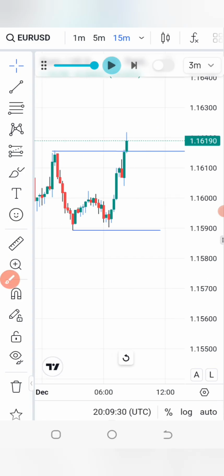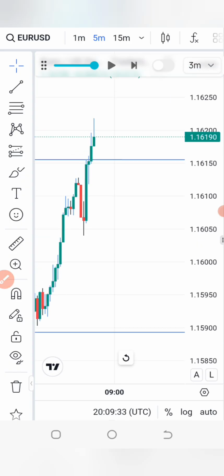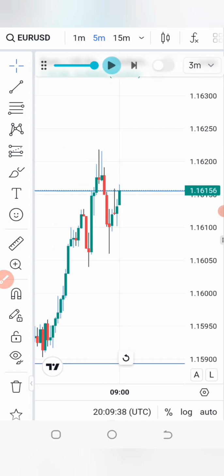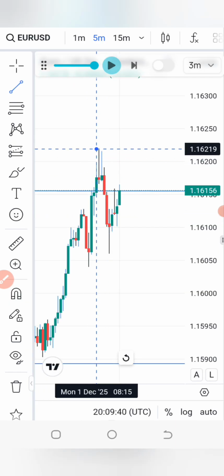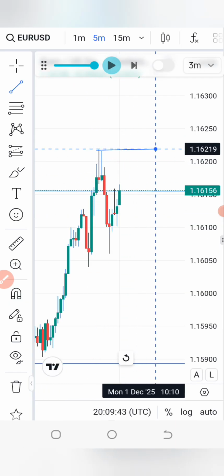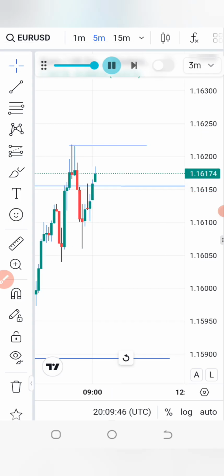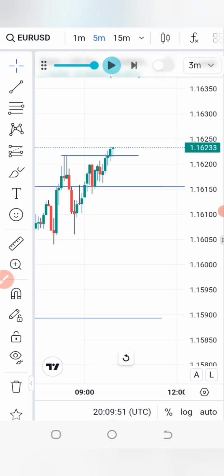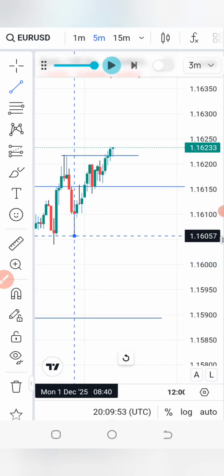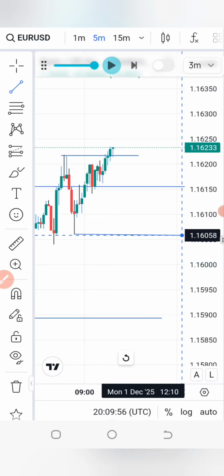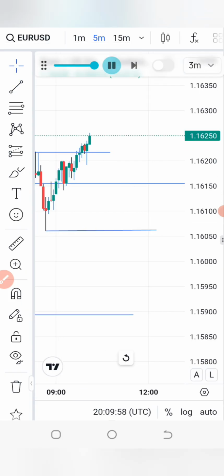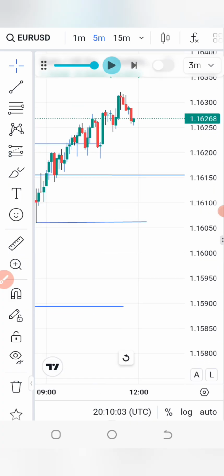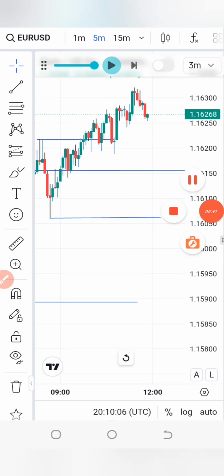So let's go down to the 5 minutes. Let's see if we can get a sweep with a break of structure. This is the recent high. Let's mark it. Okay, we got a sweep. Now let's see if we can get a break of structure right here. All right, we didn't actually get a break of structure, so we'll move over to the next step.